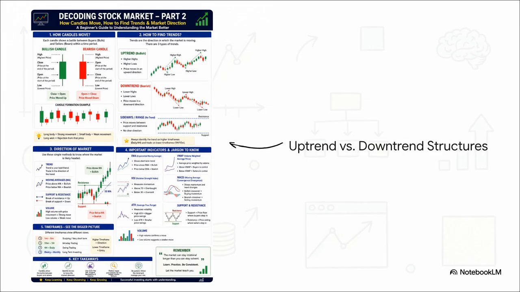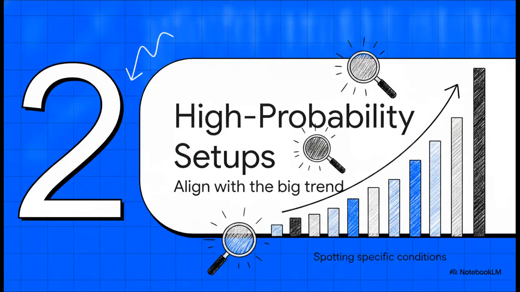You know, here is a surprising fact. Most amateur traders actually lose money because they try to predict trend reversals instead of just following the current momentum. The golden rule here, pulled straight from our source material, is super simple but incredibly powerful. The trend is your best friend. Identify it on a higher time frame like the daily or 4-hour chart, and you immediately stack the odds in your favor. Moving on to step 2, spotting high-probability setups.